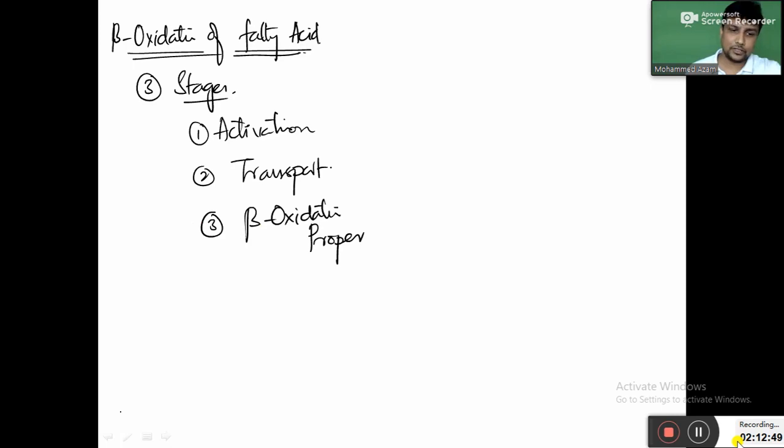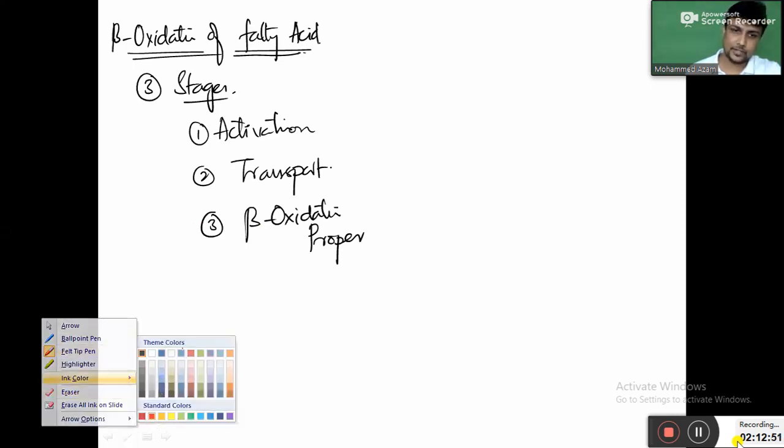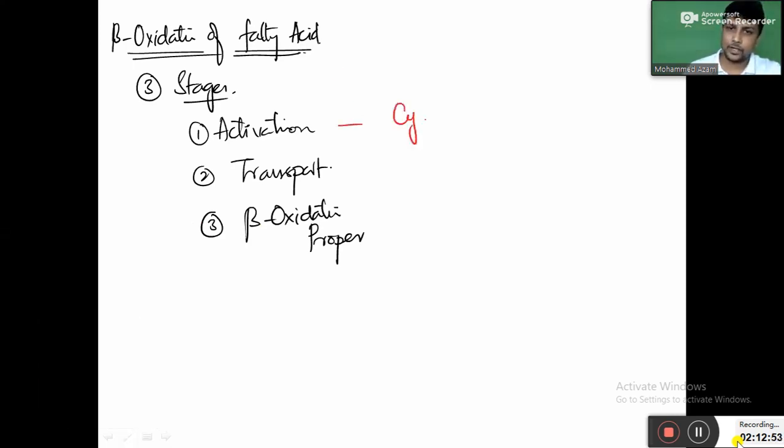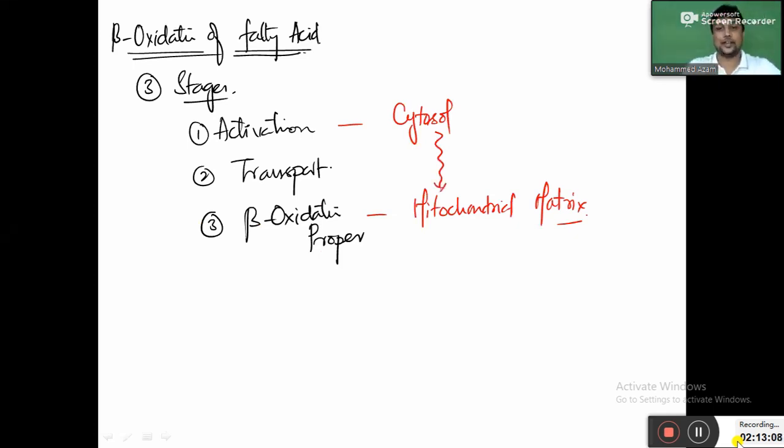Now remember, out of these 3, activation of the fatty acid will take place in cytosol, whereas beta oxidation proper will take place in mitochondrial matrix. That is the reason why the second step has to be transport. After activation, definitely it has to get transported from cytosol into mitochondrial matrix. Okay, fine here right now.